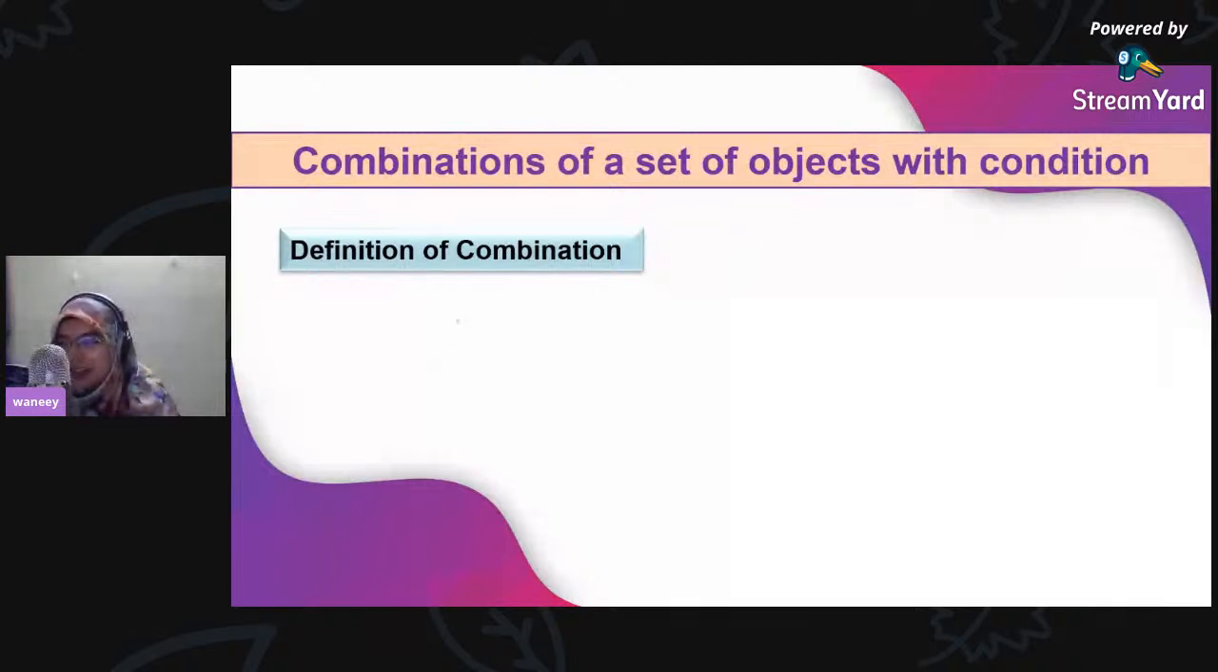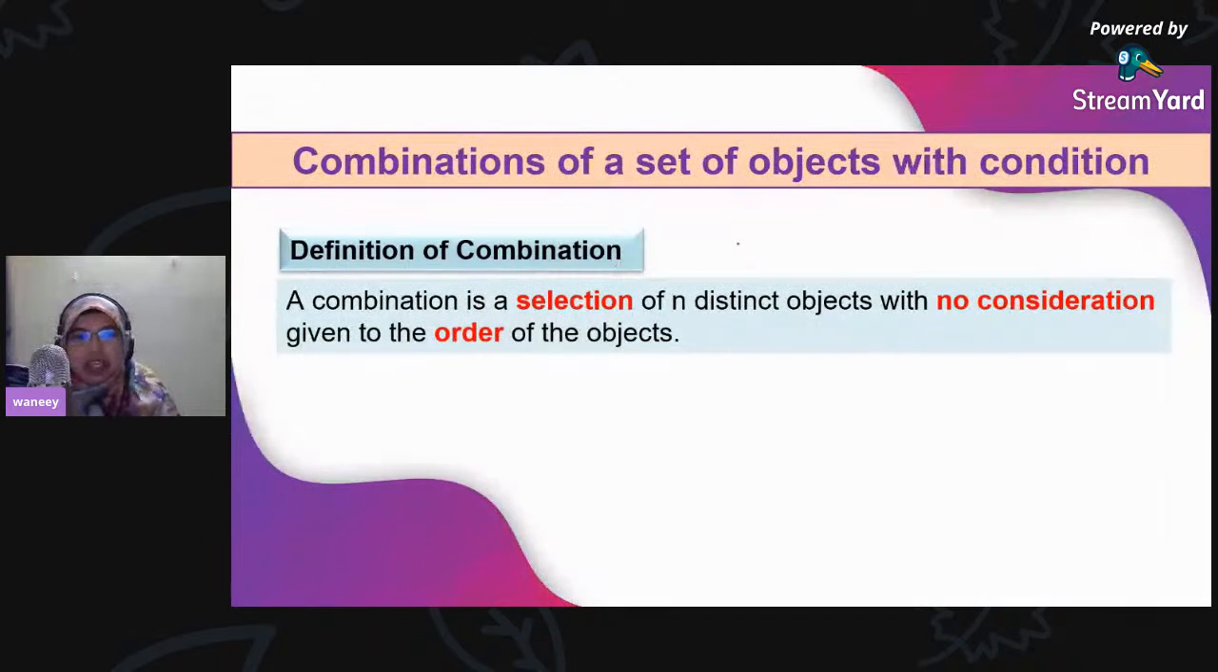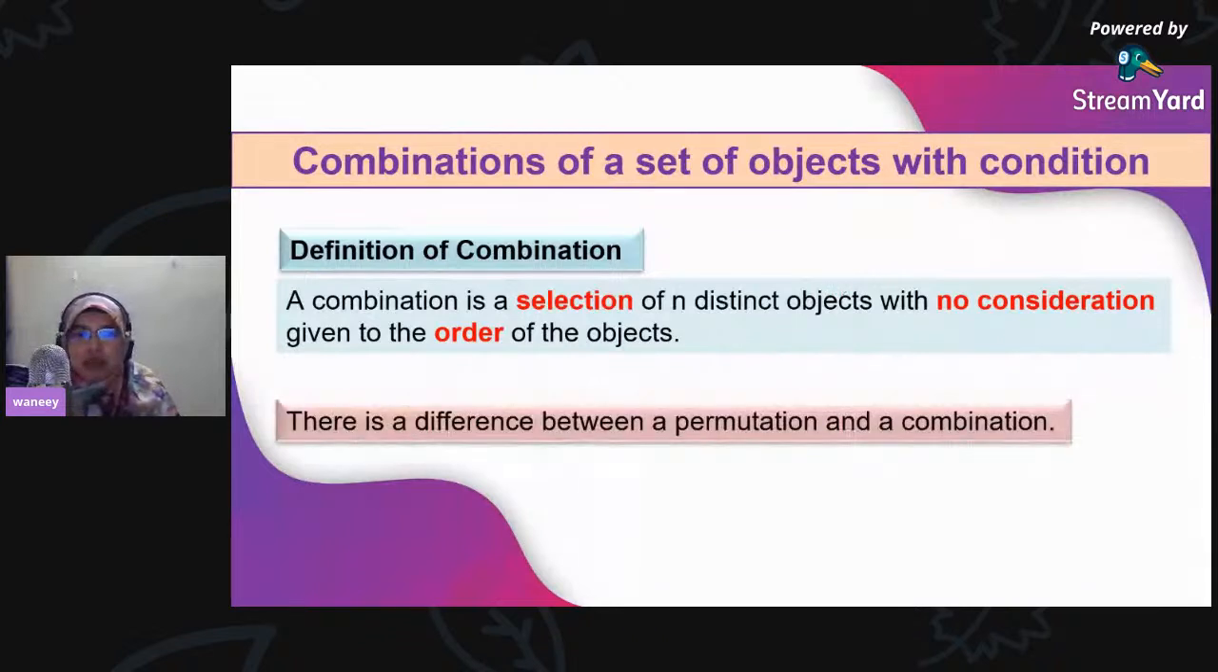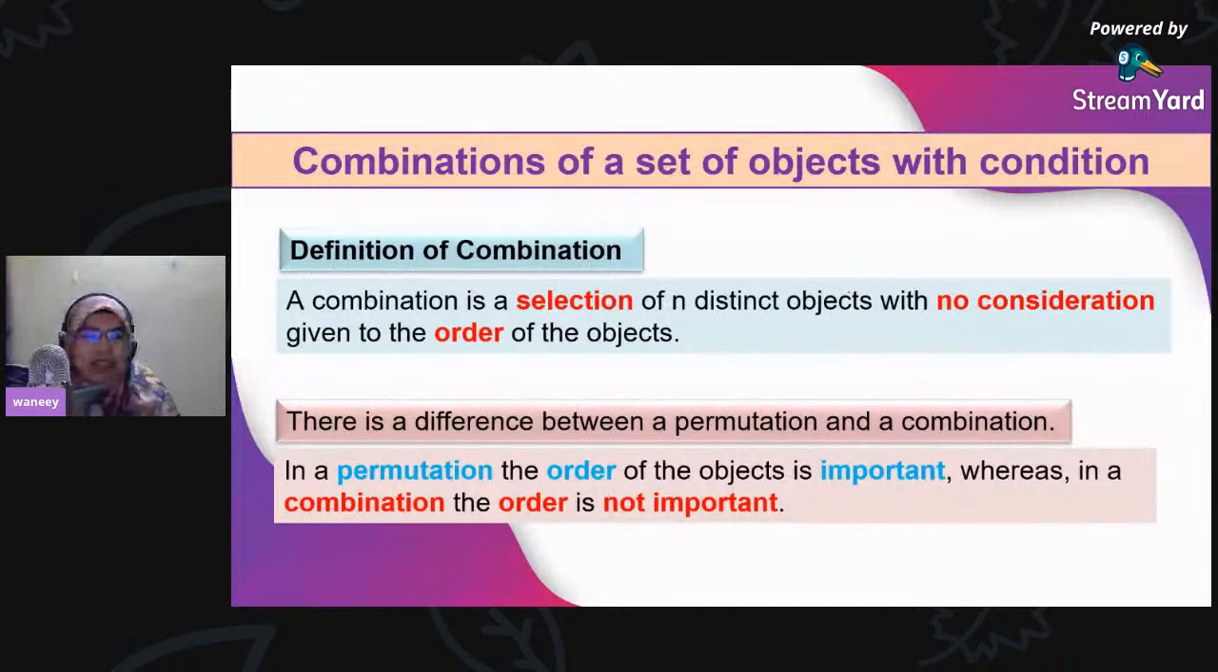Okay, definition of combination. A combination is a selection of n distinct objects with no consideration given to the order of the objects. So we only select the objects. We don't really consider whether we select the object first or second as long as we have the object. Okay, so that is a difference between permutation and combination. In a permutation, the order of the objects is important, whereas in a combination, the order is not important.